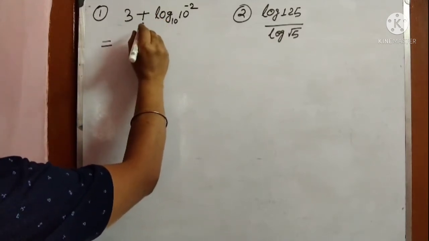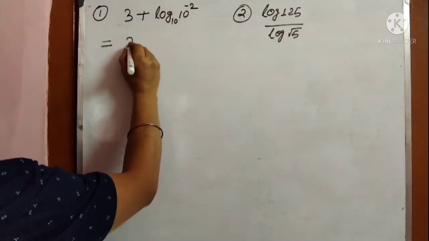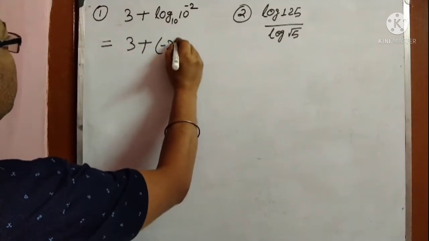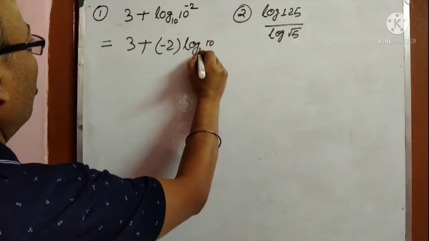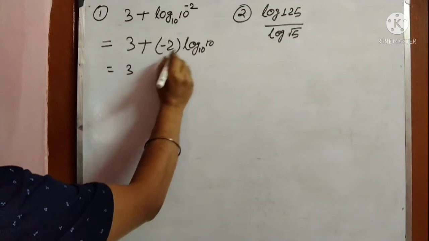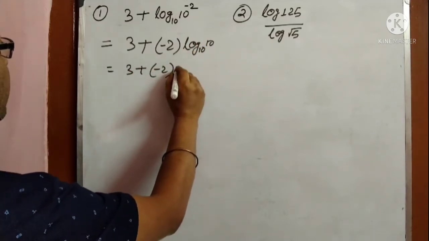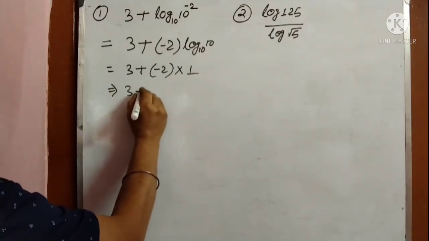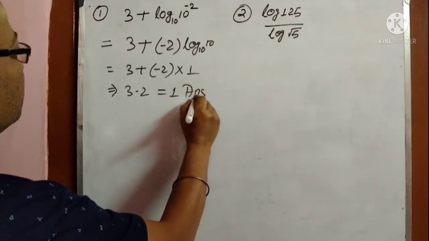So first one: 3 plus log 10 to the base 10 to the power minus 2. What we can write is that this minus 2 will come to this side, so it will be log 10 to the base 10. So 3 plus minus 2, log 10 to the base 10 is how much? It is 1. So it will be 3 minus 2, which is equal to 1. So this is your answer.